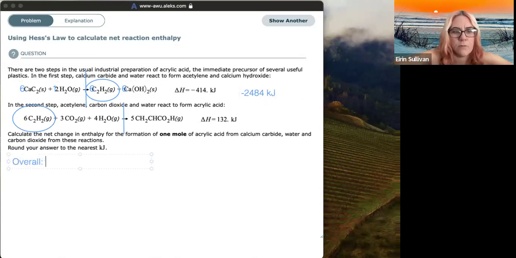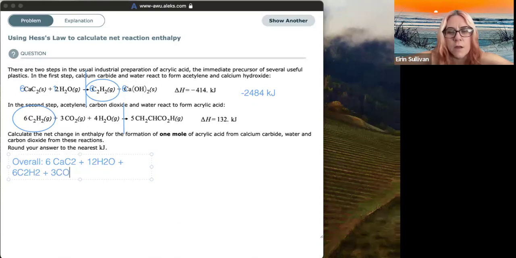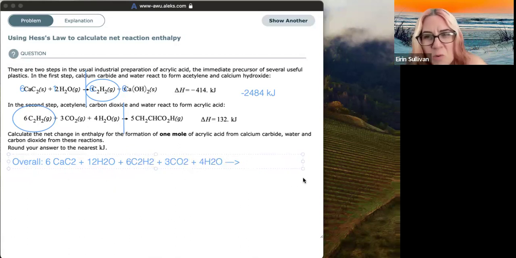Okay, so overall we have 6 calcium carbide plus 12 waters plus, what I mean about the intermediate cancels out, 6 C2H2 plus 3 CO2 plus 4 H2O. Wait for it. I know we can simplify this. It's just like a math equation, right? So if the H2O was X and you had 12X plus 4X, what would you do? You just add them together and have 16X, right? It's the same thing with chemical equations.